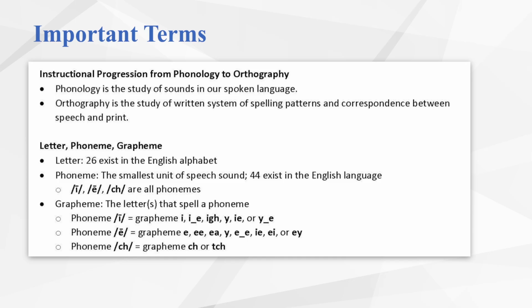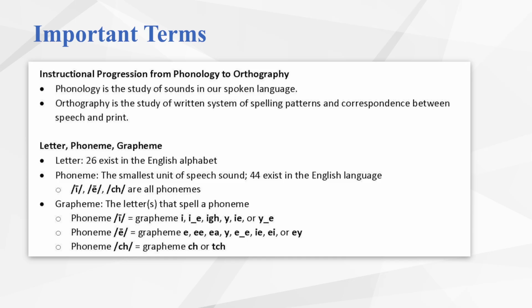Let's explore the difference between the terms letter, phoneme, and grapheme. In English, there are 26 letters, A to Z. Those 26 letters are used to produce 44 different phonemes, or speech sounds. A phoneme is the smallest unit of sound. Below, you'll see 3 different phonemes represented: /ī/, /ē/, /ch/. In our training, anytime you see a letter or letters represented between slash marks, that means we're referencing the sound of the letter and not the actual letter or letters themselves.